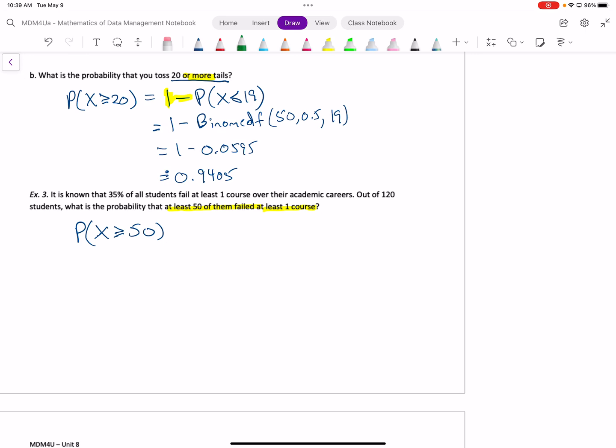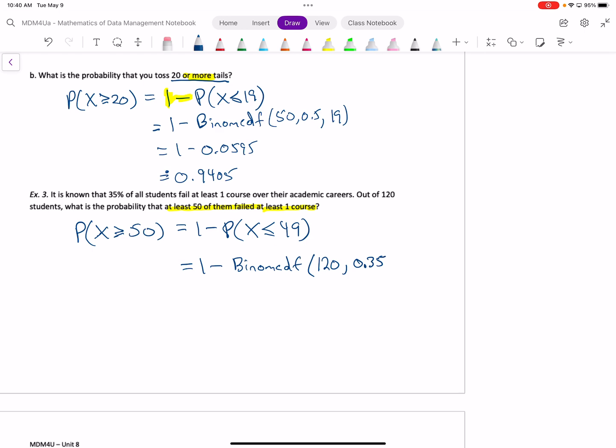Because it is the greater than, that's on the right side of the distribution. This is when I have to set up 1 minus the complement, that X is less than or equal to, in this case, 49. So I can plug this in as 1 minus binomCDF. What is my number of trials this time? So what's my total number in this case of people? 120. Yeah, I've got 120. What's the probability that one of them, in this case, fails? 35%, right? Yeah, exactly.